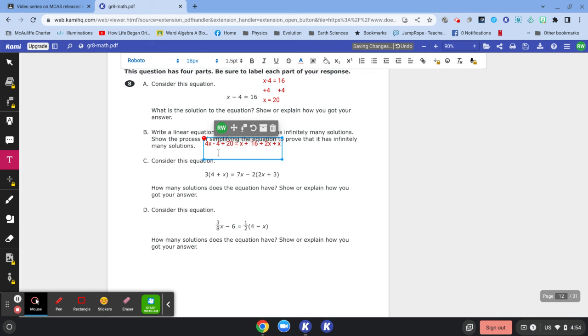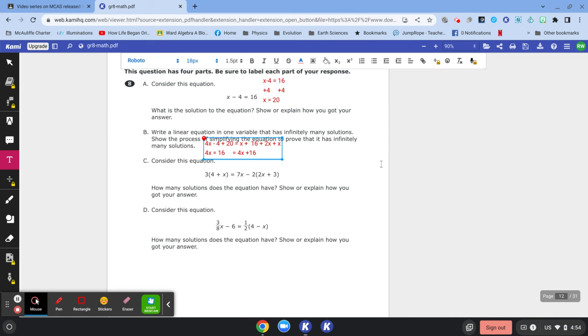Okay, on the left side, I'll end up with 4x equals 16. And on the right side, all those x's combine. I've got an x, a 2x, and an x. They combine to make 4x plus 16, I mean.